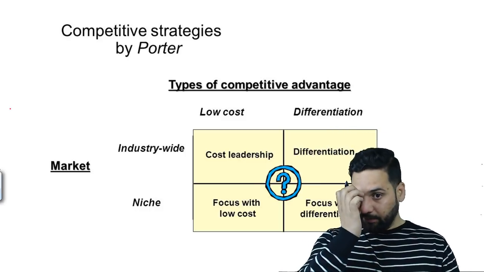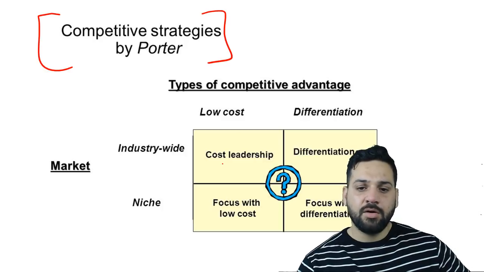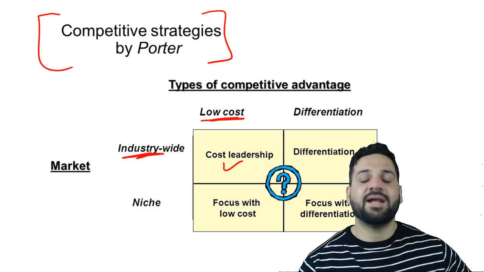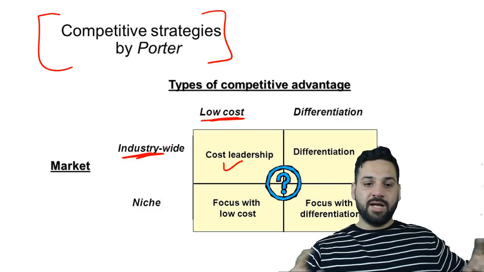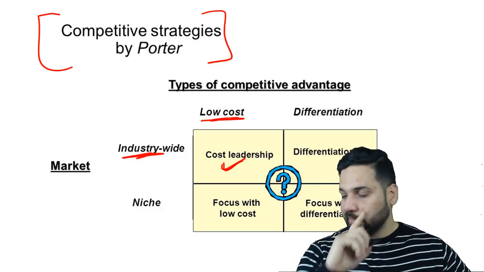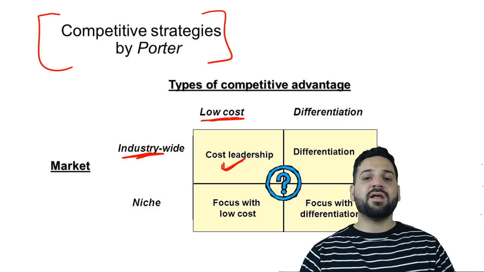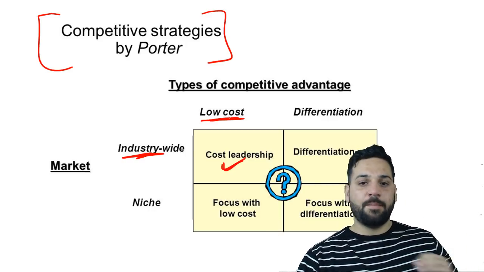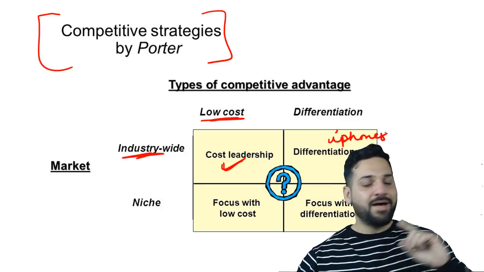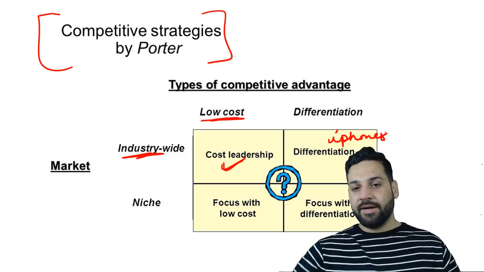These are the types of competitive advantages according to Porter. There can be cost leadership: a company is providing products at low cost and targeting the whole market, industry wide. That is cost leadership. In case the company is not selling cheap products but is targeting the whole market, with some differentiation in their products, the classic example is iPhones. They are targeting the whole market, but their products are different from others. They have iOS, others have Android.